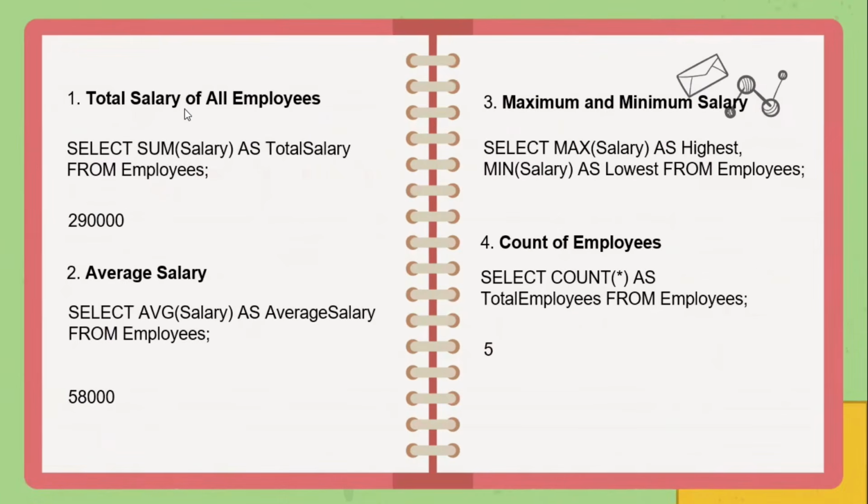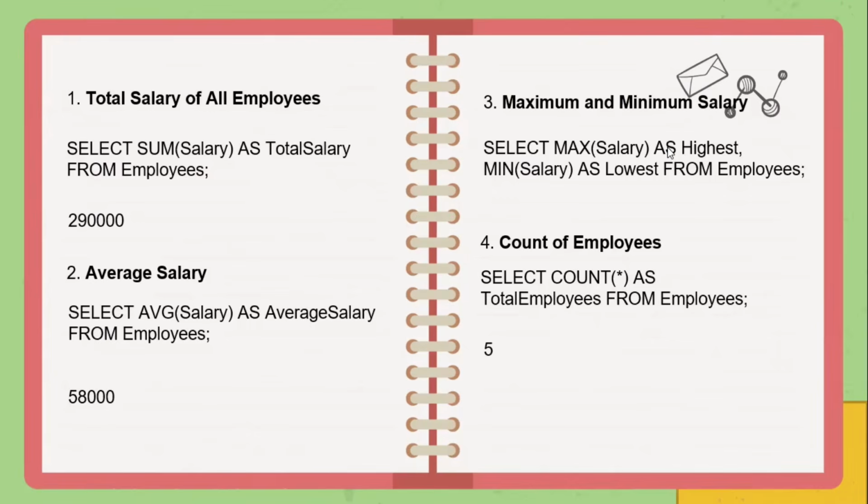Suppose we want the total salary of all employees. Then select sum of salary as total salary from employees. It will be returned with this number, and the column name will be total salary, because we are renaming that sum of salary using the alias total salary. Similarly, if we want to return the average salary, then select AVG, which stands for average, of salary as average salary from employees, and it will return this.